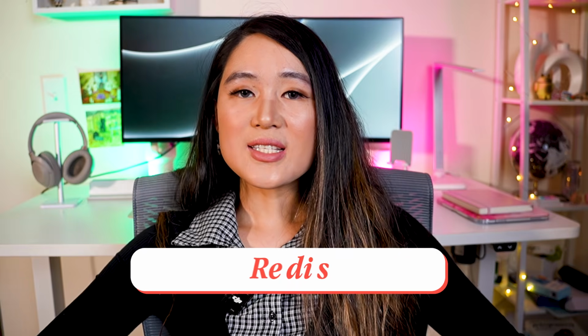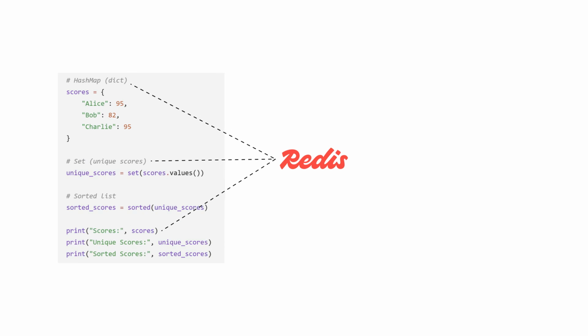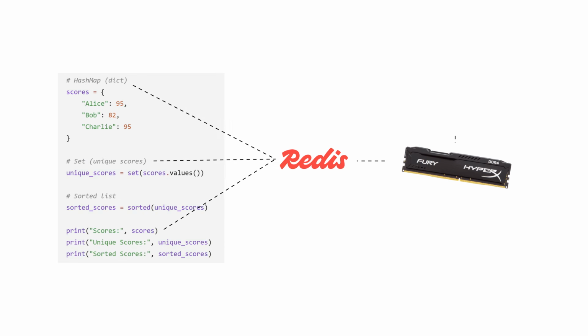Let's get into it. First, what exactly is Redis? Redis stands for Remote Dictionary Server. It's not just a cache, it's a data structure server. You know how in your code you use hash maps, sets, and sorted lists? Redis takes those exact data structures, puts them in RAM on a server, and lets every instance of your application share them over the network.